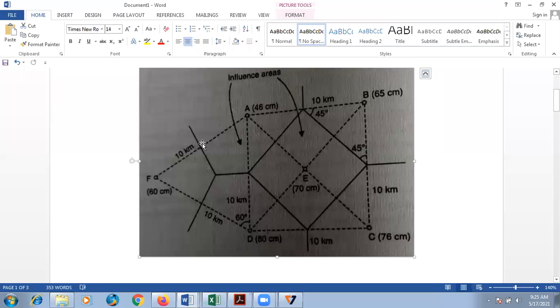Similarly, for A, it is part of the equilateral triangle and part of the square. So if you look into the symmetry of the sketch, the polygon area under A and the polygon area under D are equal. Similarly, the polygon area under B and the polygon area under C are equal.